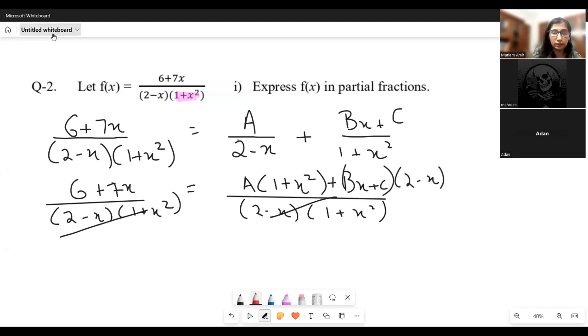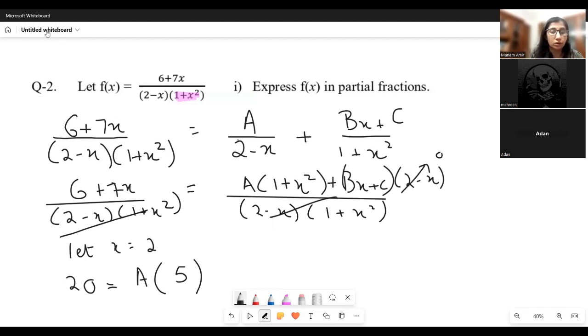So let x equal 2. On the left-hand side, we have 6 plus 7 times 2. 6 plus 7 times 2 is 20. So we get 20 equals A times (1 plus 2 squared), that is 5. And the other term will become 0 because this is 0. So we have A equals 4. Okay. Next, now we need to find the value of B and C.